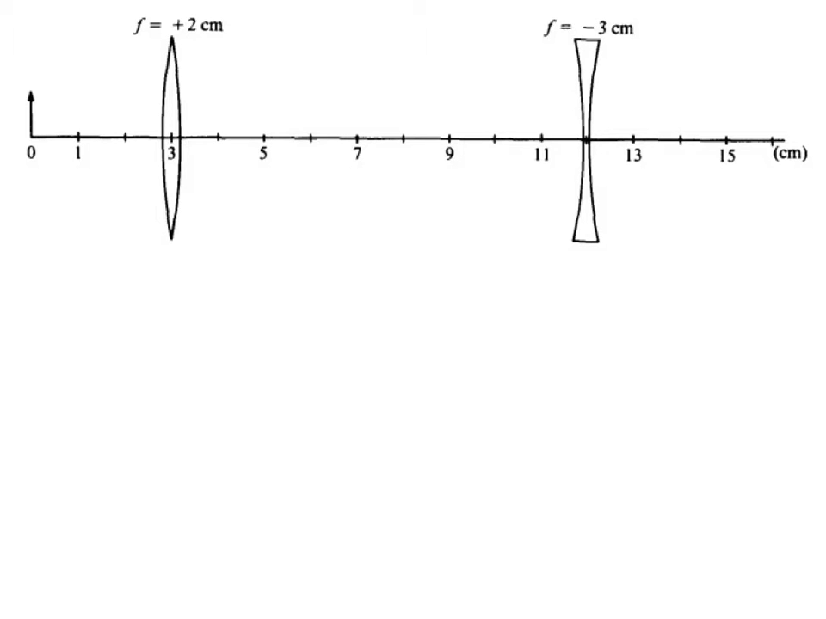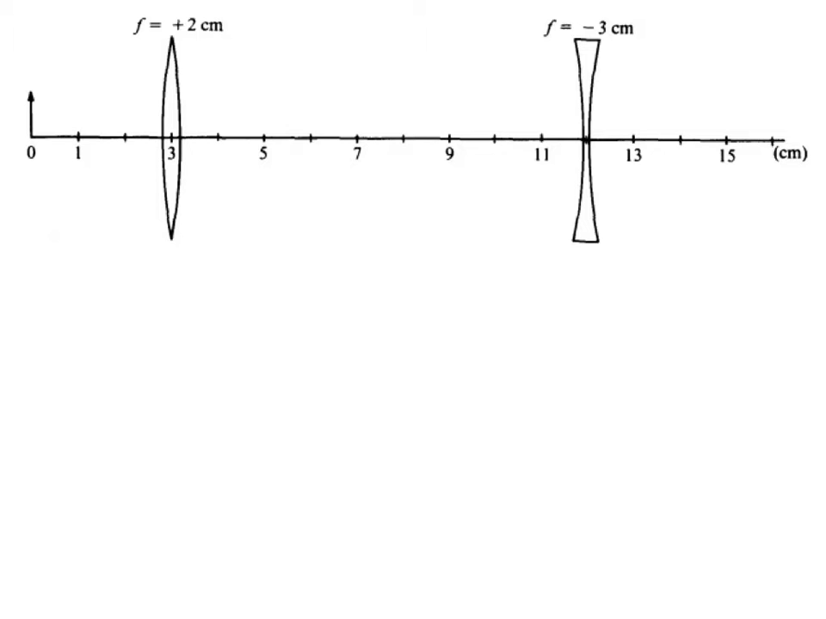In this example, you have two lenses in combination with each other. You've got a converging lens on the left with a focal length of 2 centimeters and a diverging lens on the right with a focal length of -3 centimeters. The first thing I want to do is mark where all the focal points are.